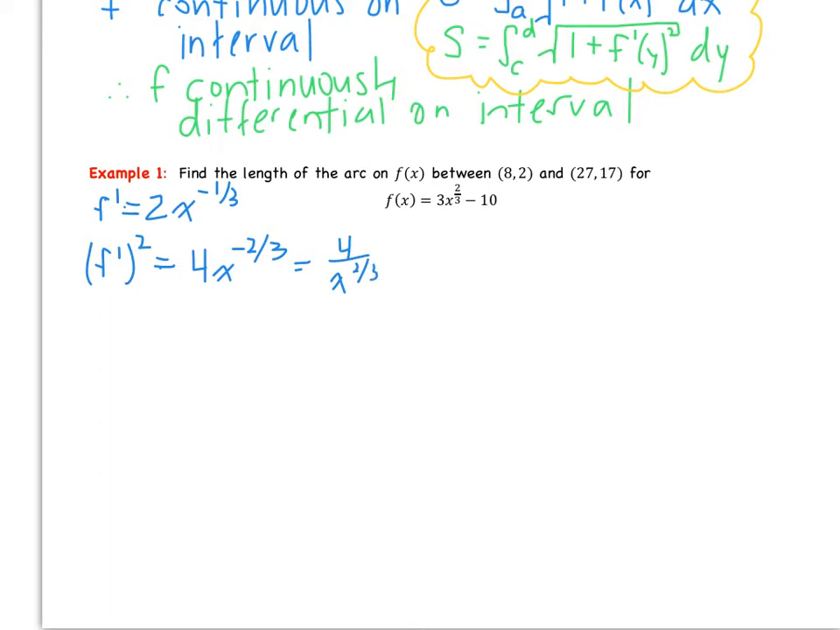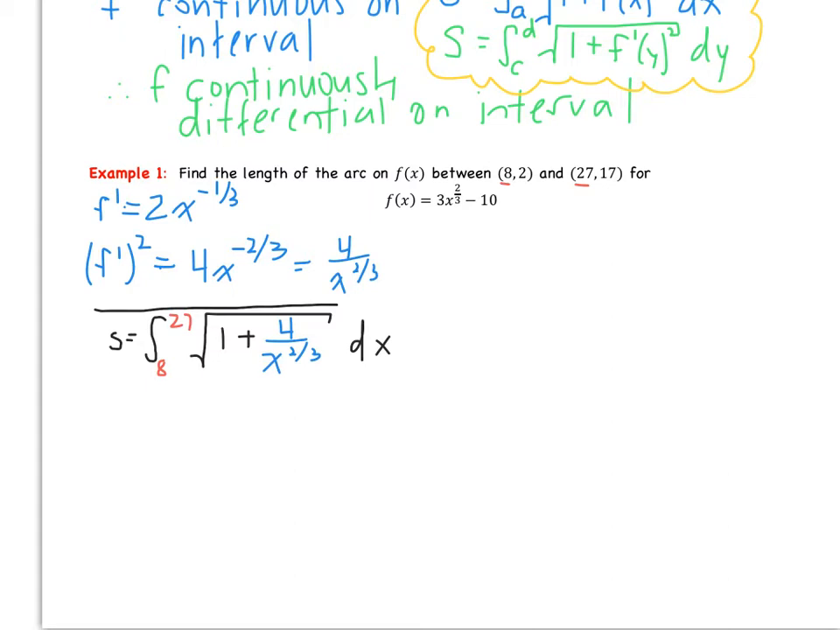Now we can plug this into our arc length formula. Leave some room, because these can get kind of tedious. Our arc length is going to be equal to the integral. We're looking at the x values here, so we're going from 8 to 27 of the square root of 1 plus our derivative squared, which we found was 4 over x to the 2/3, dx.